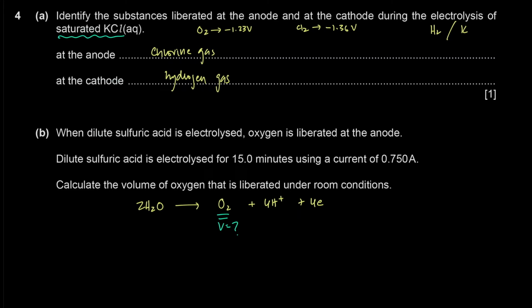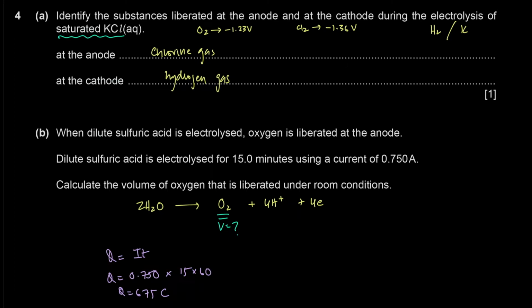In order to figure out the number of moles of electrons, we first need to figure out the charge. We know that the charge is equal to the product of current and time, so Q is equal to IT. The current is 0.75 amperes, and the time is 15 minutes. In seconds, that's 15 times 60. So that gives us a charge of 675 coulombs.